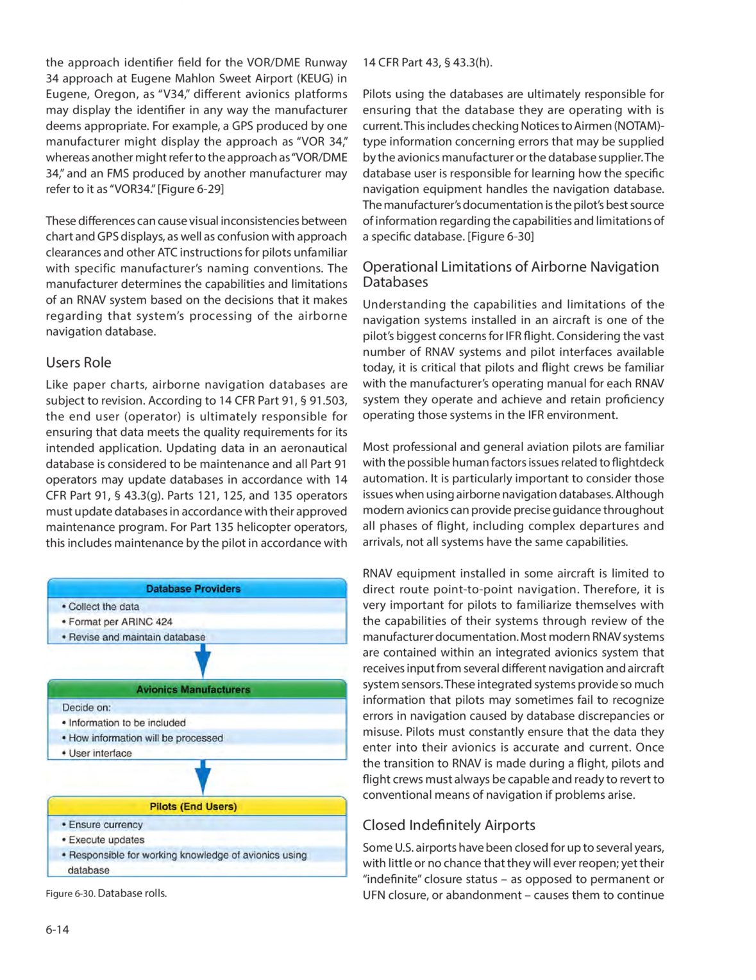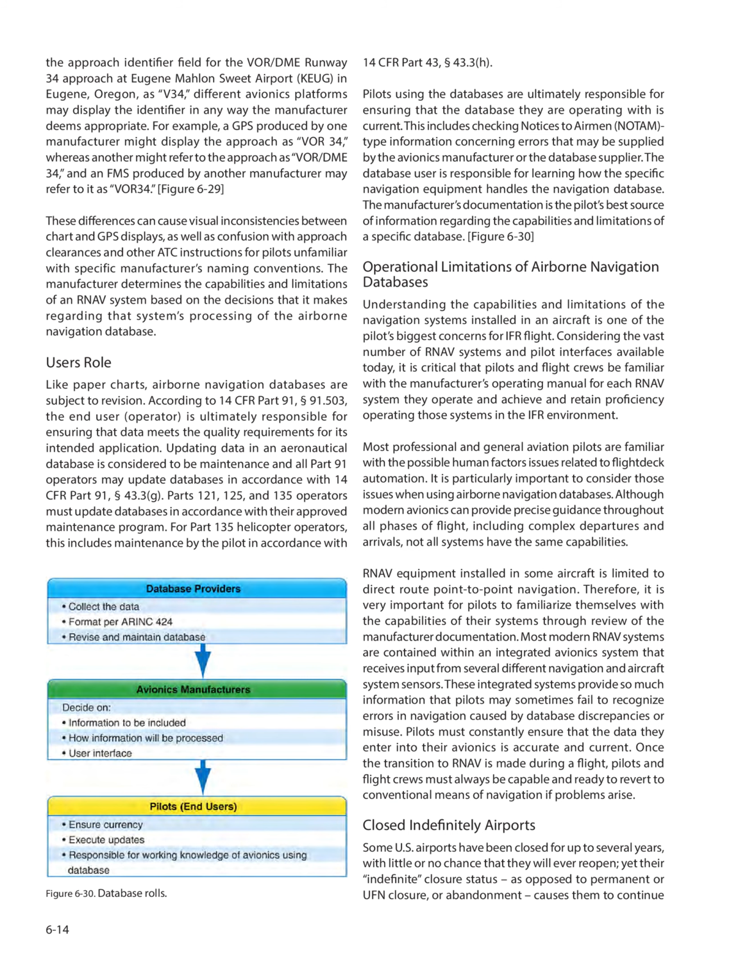manufacturer documentation. Most modern RNAV systems are contained within an integrated avionics system that receives input from several different navigation and aircraft system sensors. These integrated systems provide so much information that pilots may sometimes fail to recognize errors in navigation caused by database discrepancies or misuse. Pilots must constantly ensure that the data they enter into their avionics is accurate and current. Once the transition to RNAV is made during a flight, pilots and flight crews must always be capable and ready to revert to conventional means of navigation if problems arise.